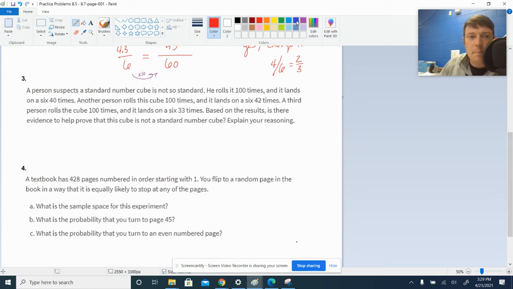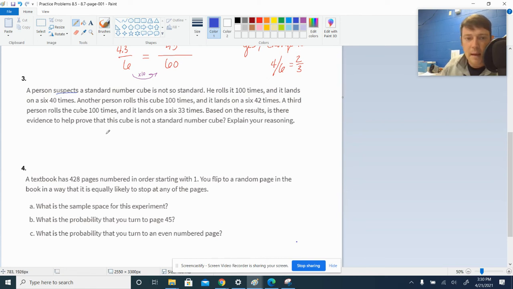Number 3, a person suspects a standard number cube is not so standard. They have some suspicions about this number cube they've been rolling, because when they roll it 100 times, it lands on 6 40 times. They do it another 100 times, it lands on 6 42 times, and they do it a third time. This person has way too much rolling time on their hands. That's 300 rolls of a number cube. Sorry, I've got other things going on in my life. But anyway, this person has some suspicions about it not being fair. 33 on the third time. Based on these results, is there evidence to help prove that this cube is not a standard cube? So we're going to look into the evidence here.